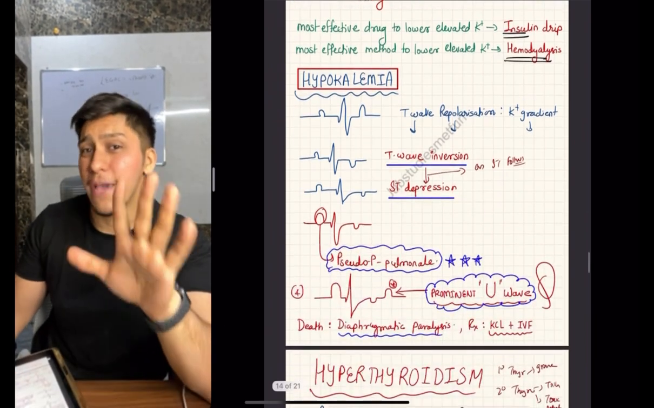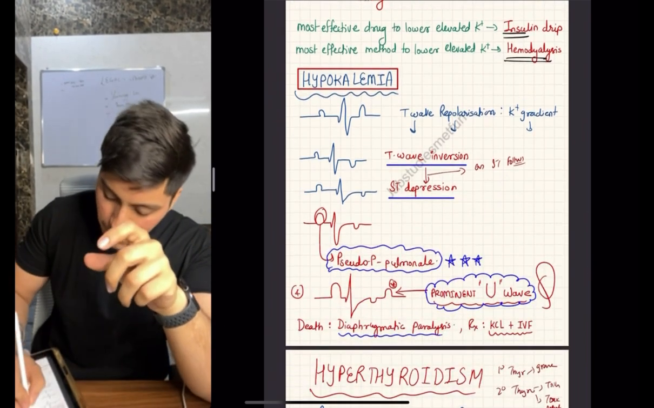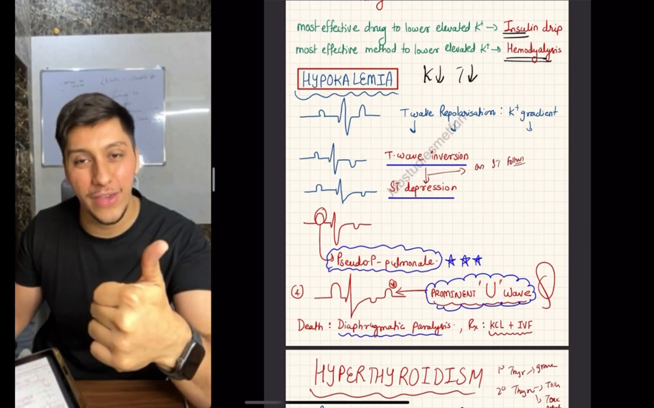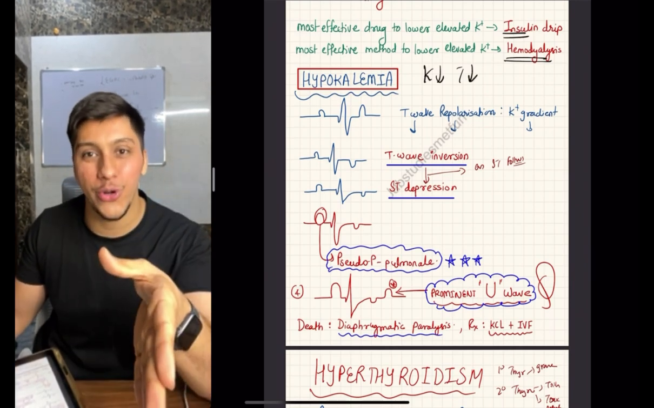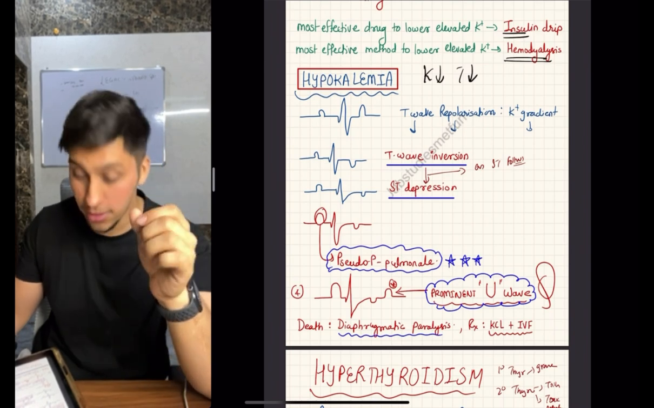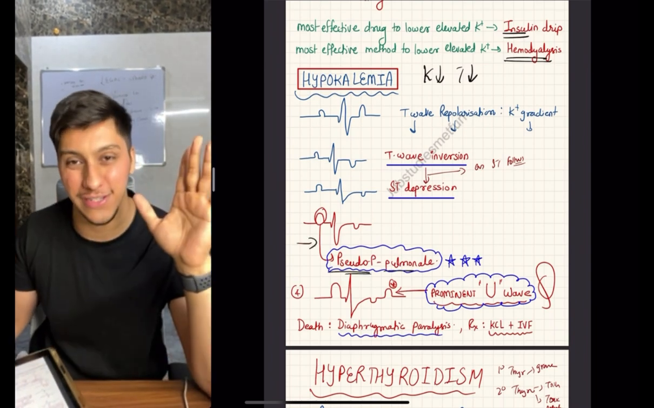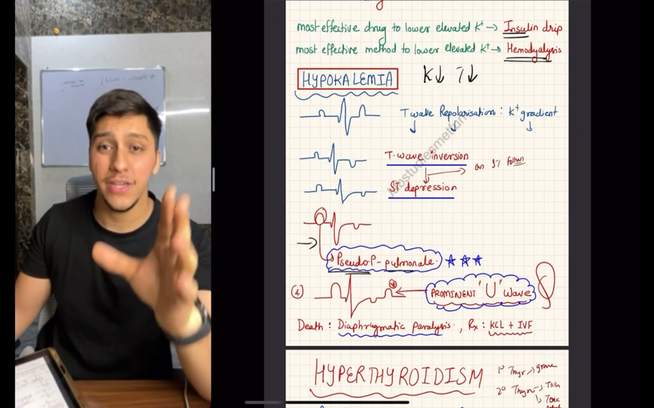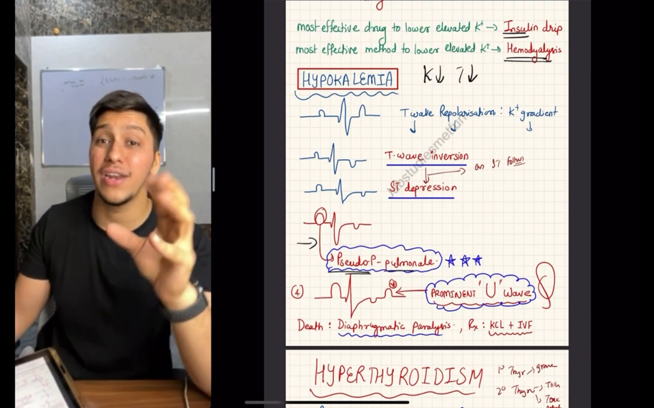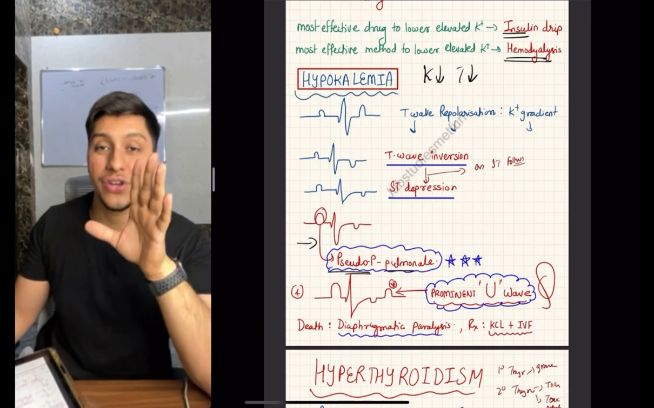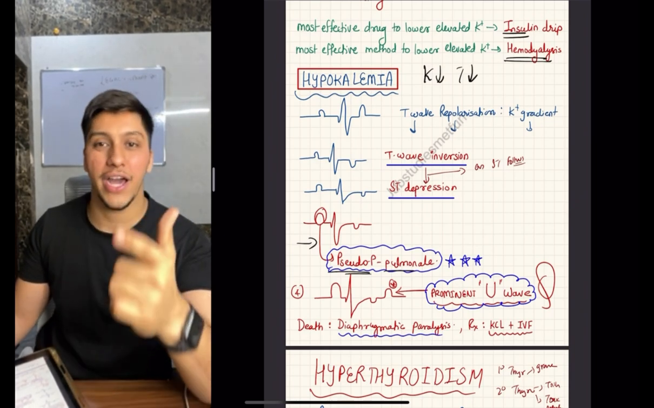Hypokalemia, just now we told hypokalemia means less K. So just remember potassium is going down, so the T wave will also go down. First is T wave inversion. The ST is also going to go down. That is ST depression. You'll have something which is known as pseudo P pulmonale. We already discussed it. If potassium levels go very low, less than 2.5, the patient can die from diaphragmatic paralysis, and the drug is going to be KCl plus IV fluids.